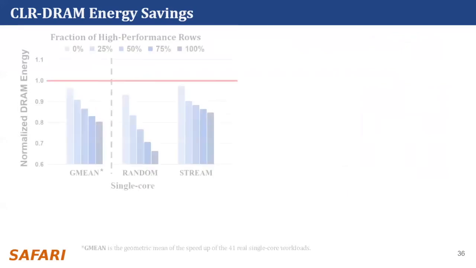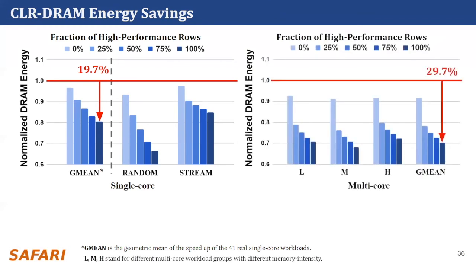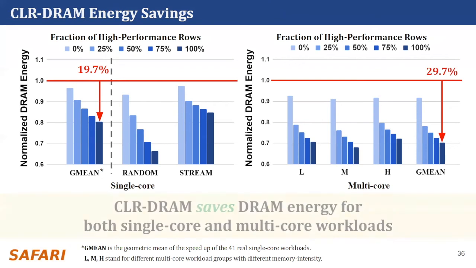Next, we evaluate the DRAM energy consumption of CLR-DRAM. Mapping pages to high-performance mode rows yields an average of 19.7% DRAM energy savings for single-core workloads and 29.7% for multi-core workloads. We conclude that CLR-DRAM saves DRAM energy.